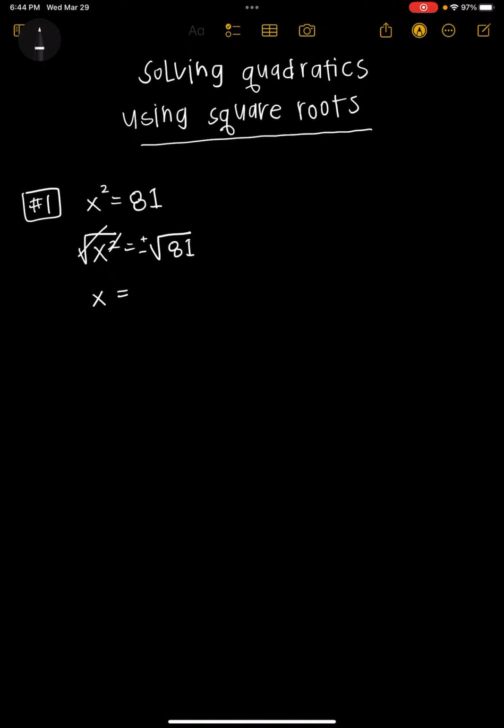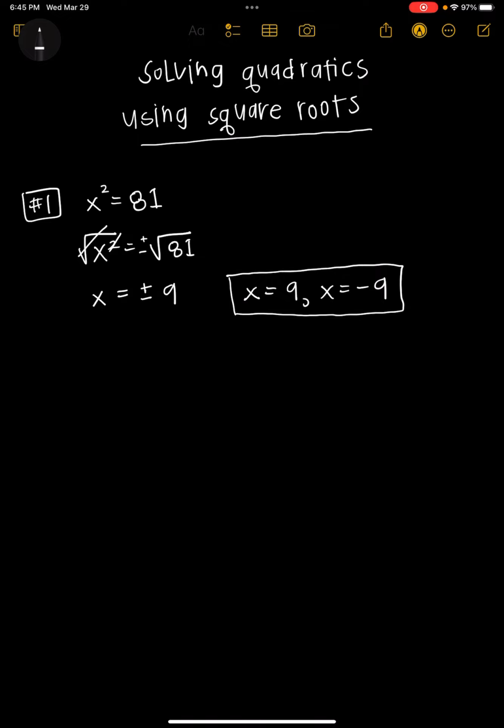Now, the square root of 81 is a whole number. You could potentially plug this into a calculator, but the square root of 81 is 9. So I can write this as plus or minus 9, which means really that x could be equal to positive 9, or x could be equal to negative 9. Those are my two answers. And if you remember from the graphing video, most of the time, like 90% of the time on these quadratics, we're going to get two answers, especially when we're solving with square roots.